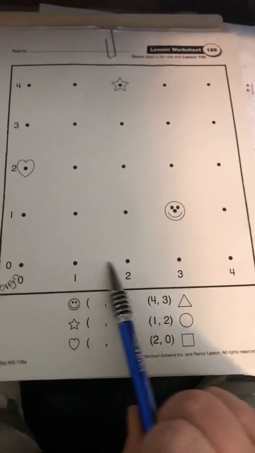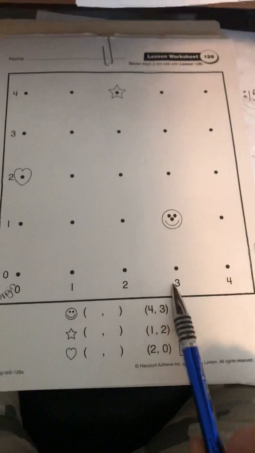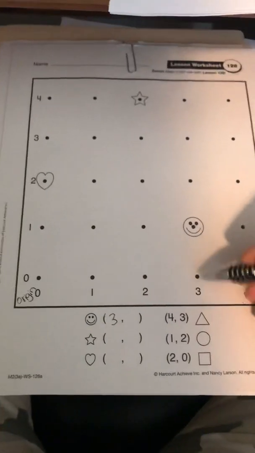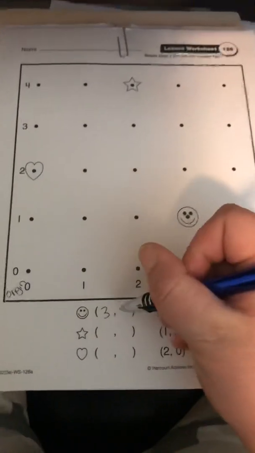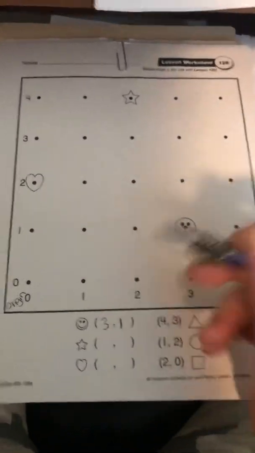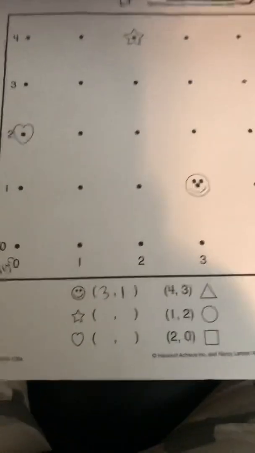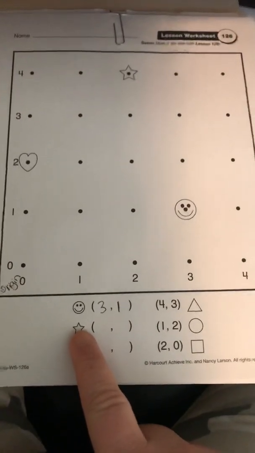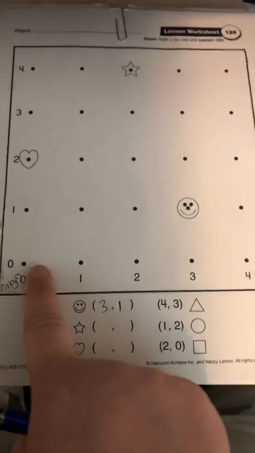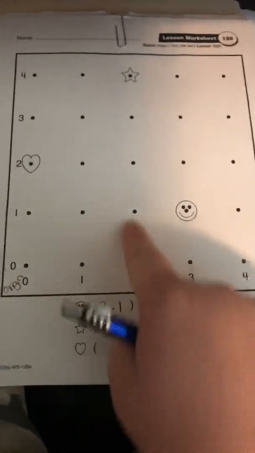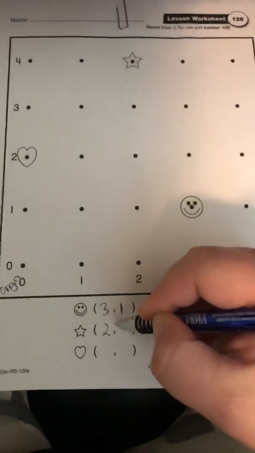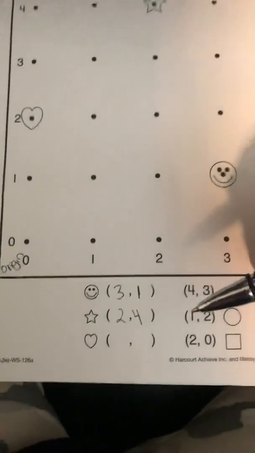So I'm going to go right, stop. So 3 is my first number. How many times do I go up? 1. That is where I can find the coordinate of the smiley face. The next one, where can I find the star? Let's see, I'm going to go right 2 and up 4. Good. So I would write that 2, 4.